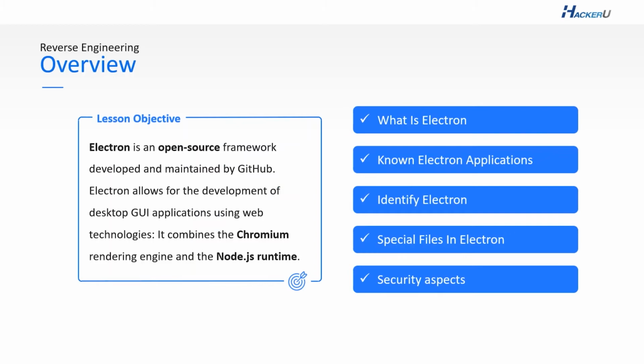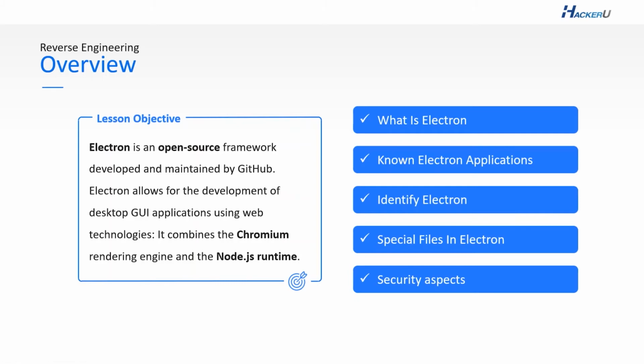What is Electron? Known Electron applications. How to identify an Electron application that's running on your computer. Special files that are worth mentioning in Electron, and of course, the security aspects that we saw in the previous POCs.